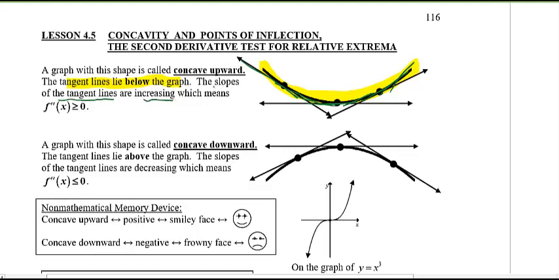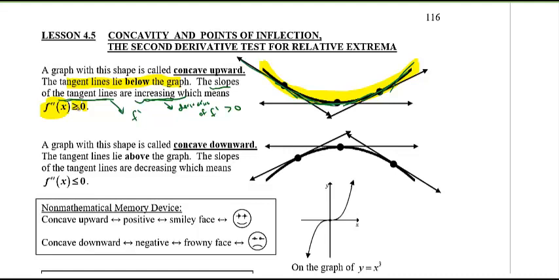Now, when I say the slopes of the tangent lines, that's thinking f prime, right? And when I say are increasing, that means the derivative of what f prime is, bigger than 0. So what's the derivative of f prime? Well, the derivative of the derivative is, you got it, the second derivative. And so the second derivative has to be greater than 0. Now it has an equal sign here, and I'll mention the equal sign in a bit, but just understand right now that the second derivative has to be positive.